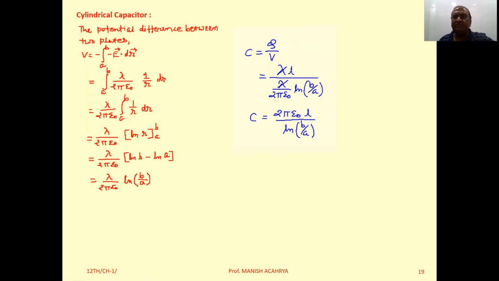Now as per definition, capacitance C is Q by V. Now Q is lambda into L, because the length of the cylinder is L and the linear charge density on the cylinder is lambda. And substitute the value of V, that is lambda upon 2 pi epsilon 0 ln b upon a. Lambda, lambda cancel. So finally you will get the capacitance C equal to 2 pi epsilon 0 L upon ln b by a. Clear to all of you?